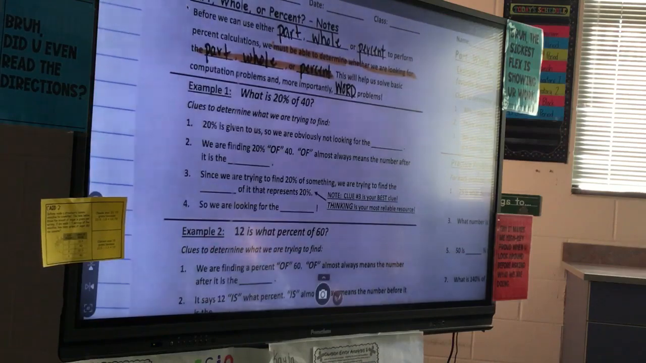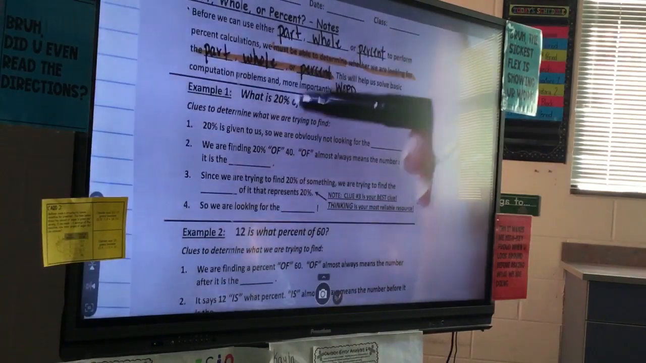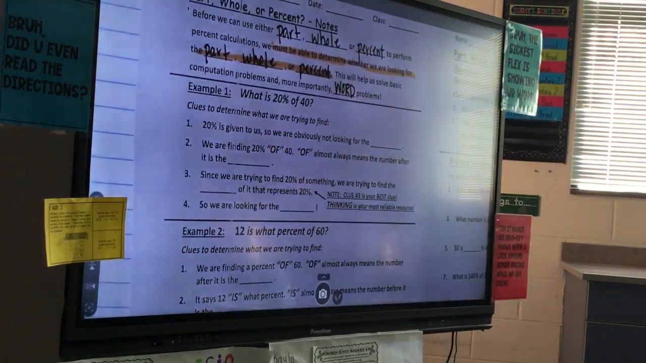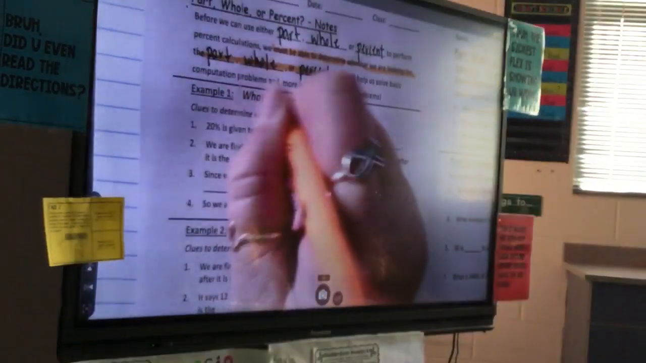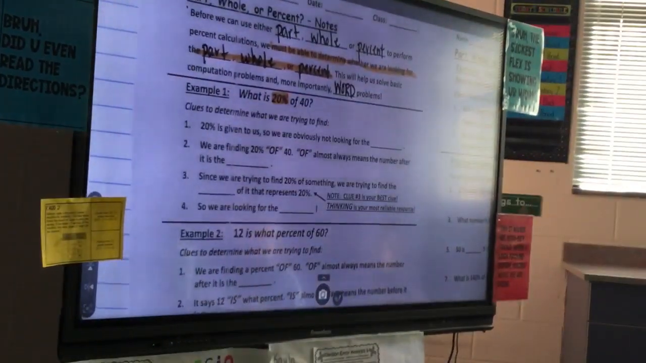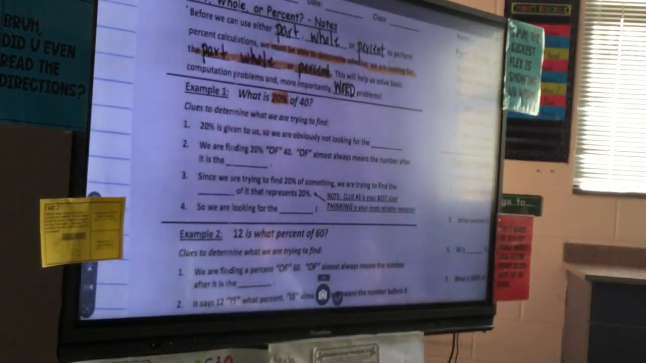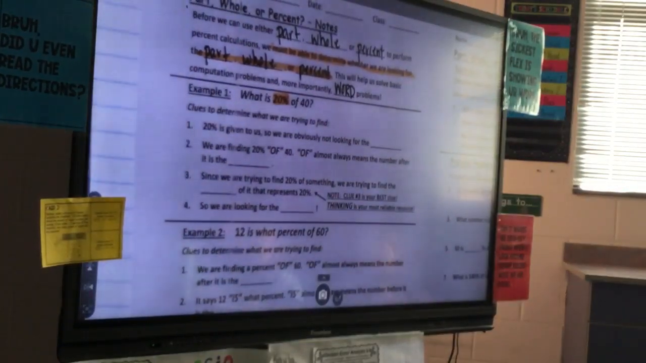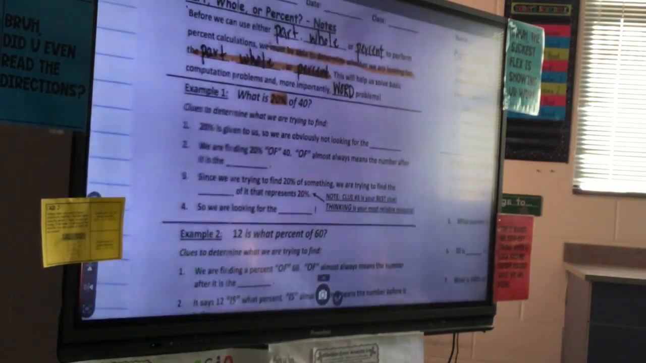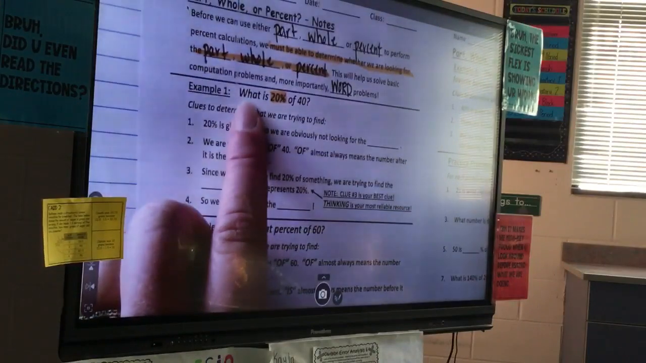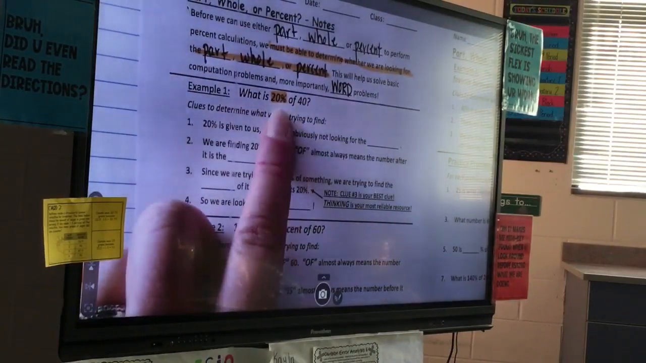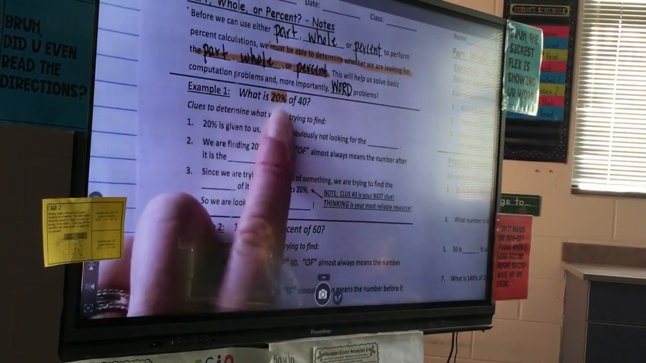All right, so the first example is, what is 20% of 40? All right, well, 20% is what? Do not call out. Stop. Gabriel. So it's either, and this is my fault, let me explain a little bit more. So we're trying to find the part, the whole, or the percent. This is our question. What is 20% of 40? So what is 20%? Is it the part, the whole, or the percent?